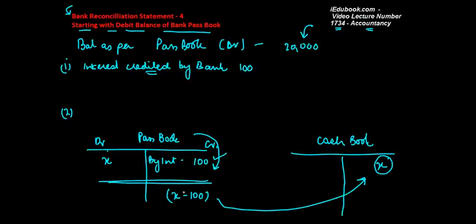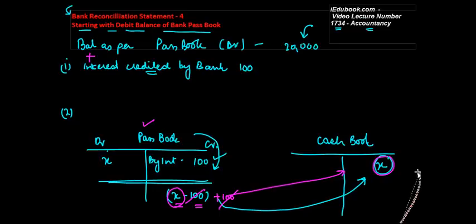My starting point is what? My starting point is the passbook. So I have to take this X minus 100 to X. How do I do that? By adding 100, because the moment I add 100, 100 cancels out this and the two balances become equal. So interest credited by bank will actually be added. Right?